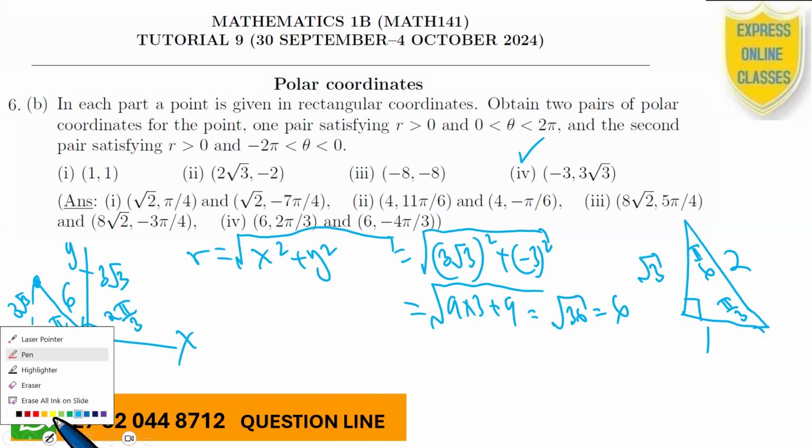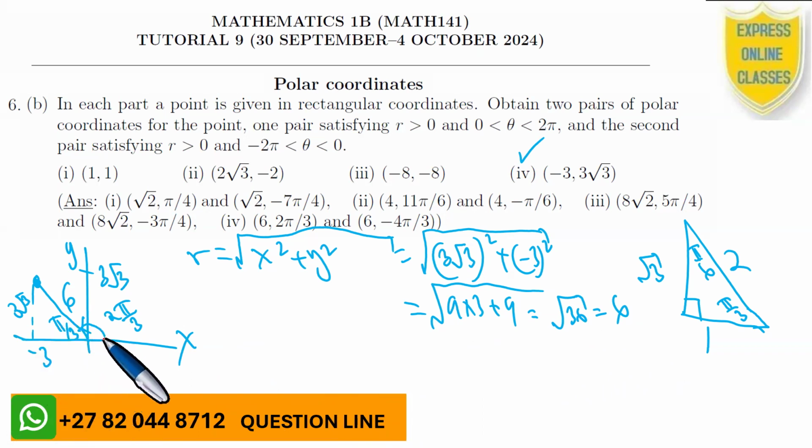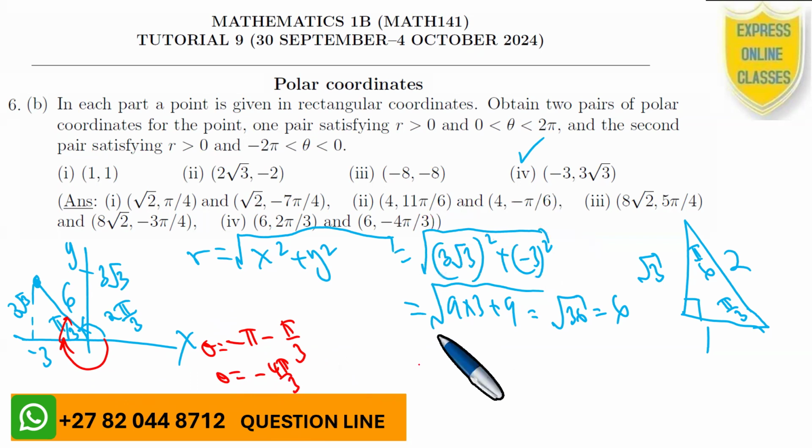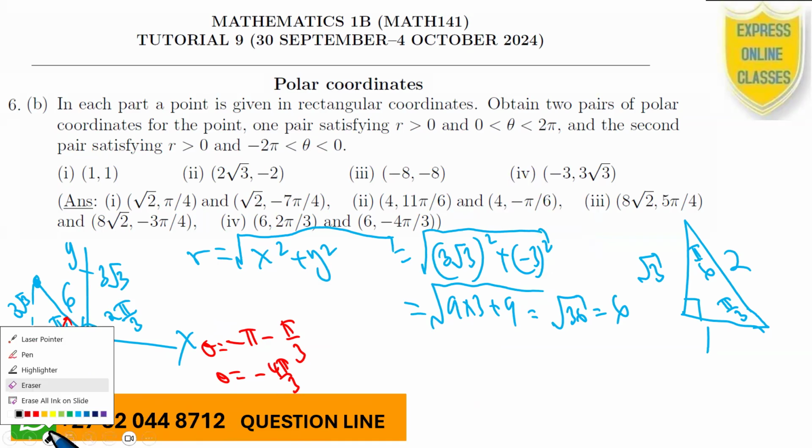So there are two, therefore, possible angles we can determine. 2 pi over 3, and then the other angle is going to be minus pi minus pi out of 3, which is minus 4 pi out of 3. Two possible angles can be written here.